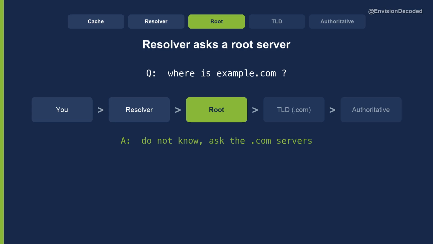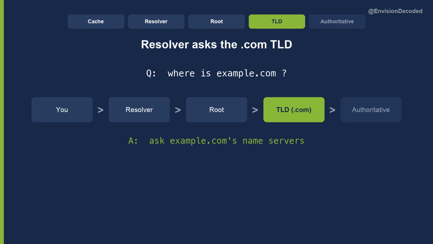Next, the resolver asks one of those TLD servers, the ones in charge of .com. The TLD server does not know the final address either, but it knows which name servers are authoritative for example.com, so it hands back that pointer.